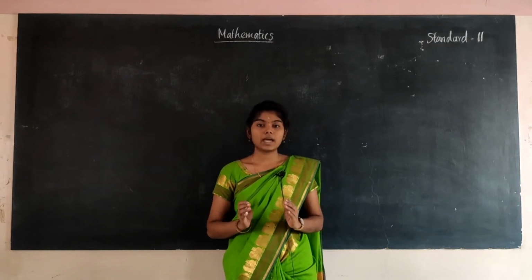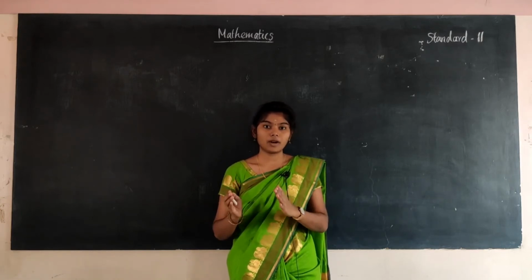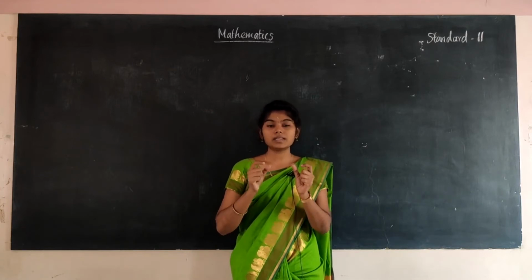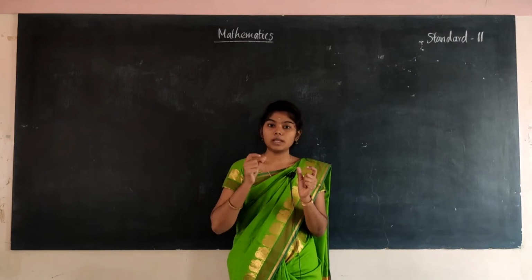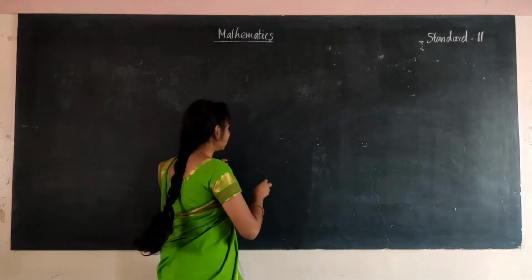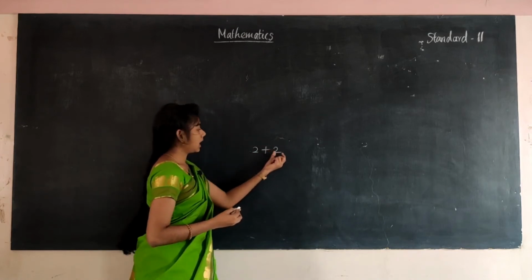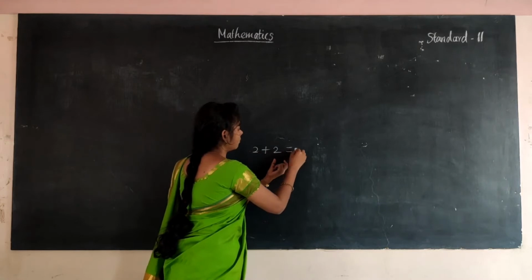Last class we saw multiplication. Multiplication is introduced from repeated addition. Repeated addition means adding the same number again and again. If it is 2, then 2 plus 2. The same number is written again, and this is what we mean by repeated addition. So we get the answer as 4.